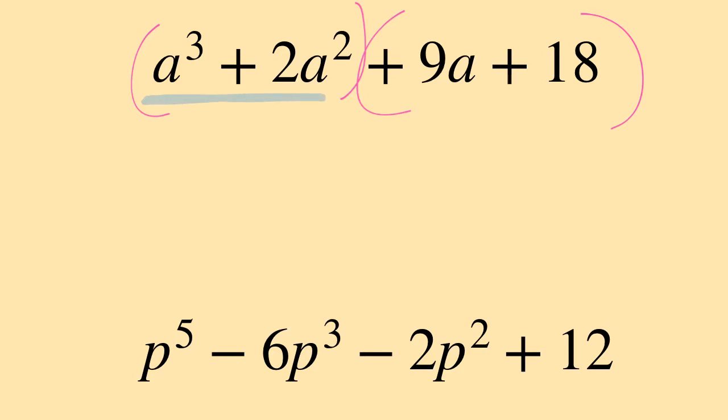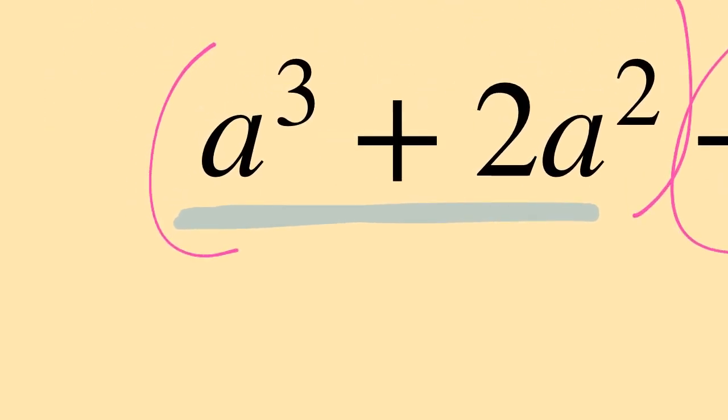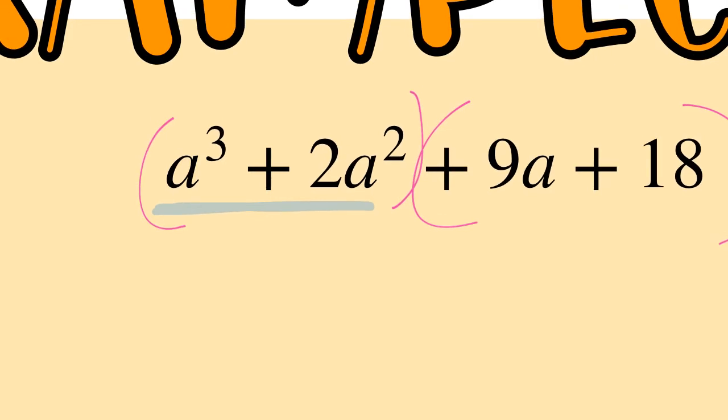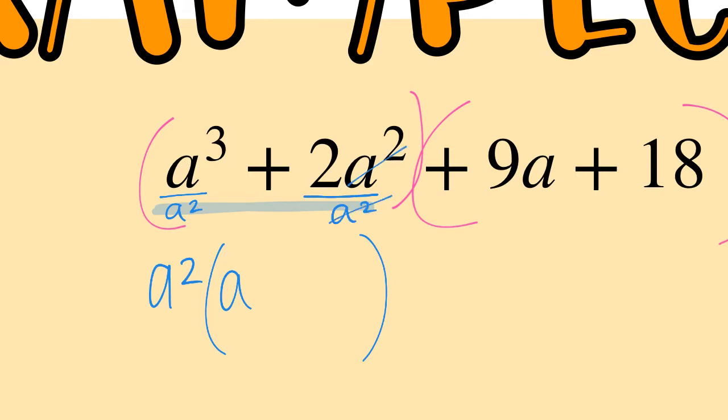So let's look at that first part. What can we take out of both of those terms? So the greatest common factor here, it looks like we can take out a squared because they both have at least 2 a's, right? So we're going to take out a squared. And then we're going to write down what we would have left. If I divide this by a squared, well, I would only have 1 a left over. And if I divide this by a squared, well, those would cancel and I would have a positive 2 left over.